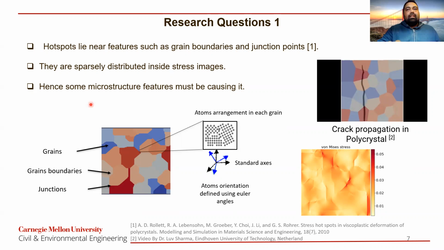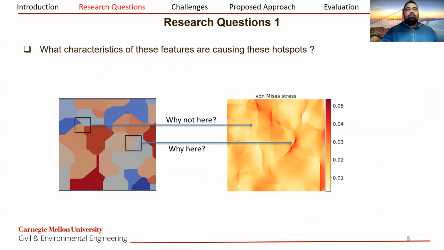However, what we know is that in these images, these hotspots are really sparse. So they are not at every junction point or at every grain boundary; you won't see these high hotspots everywhere. So there have to be some features in the microstructure which are actually creating them. And that's the main question: we want to know what features of this microstructure are causing them.